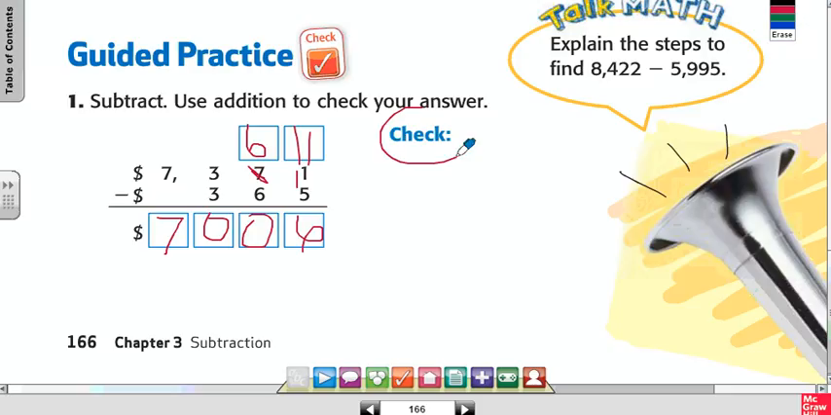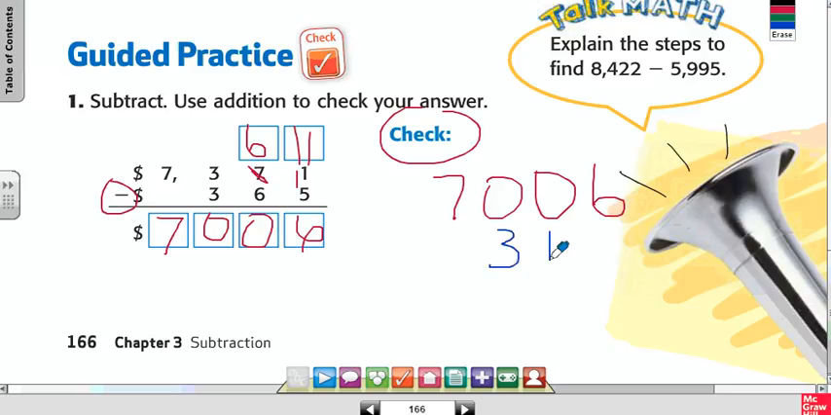When it says to check, do the opposite now. So if I subtracted, I'm going to do the inverse operation. What's the opposite of subtraction? Adding. So I'm going to take 7,006 plus 365, and I'm going to add those.